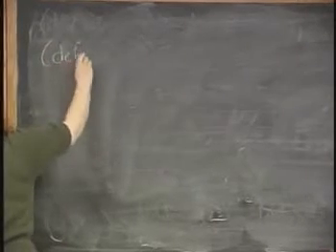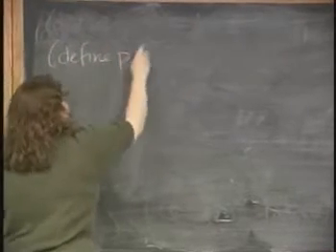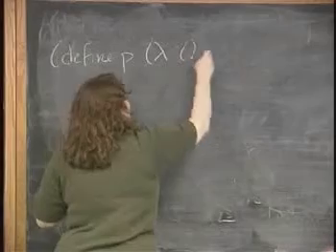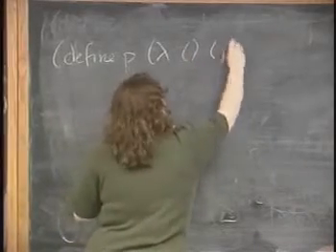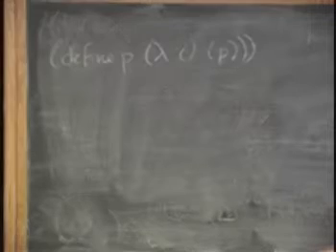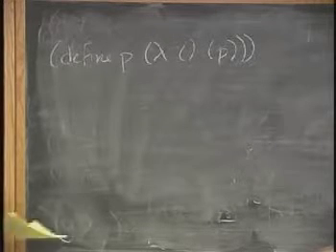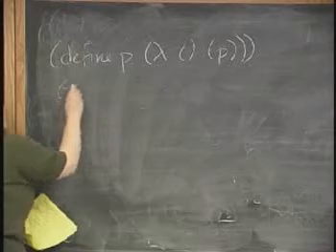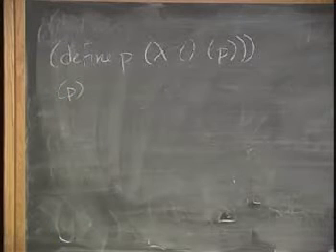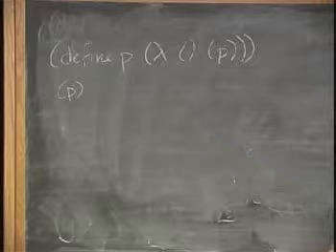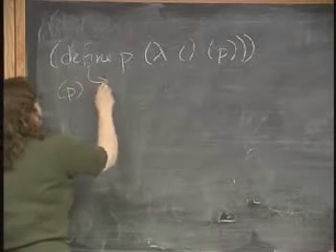Let's write a procedure. Define P, lambda of no arguments, called P. What does this do? Isn't that beautiful? You would never write code that looked like this, right? What happens when we call P? It calls P, and it calls P, and it calls P, and we have an infinite loop.